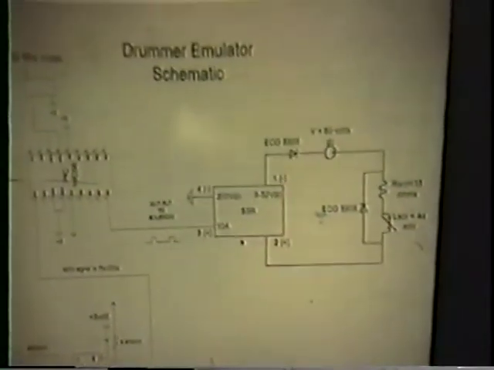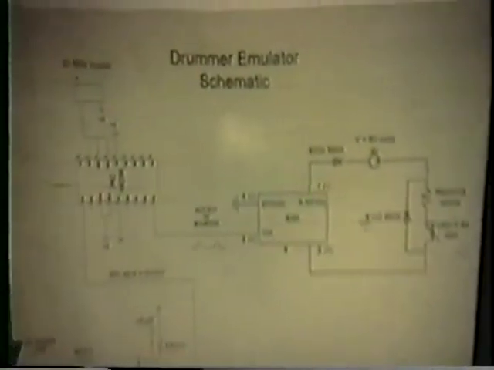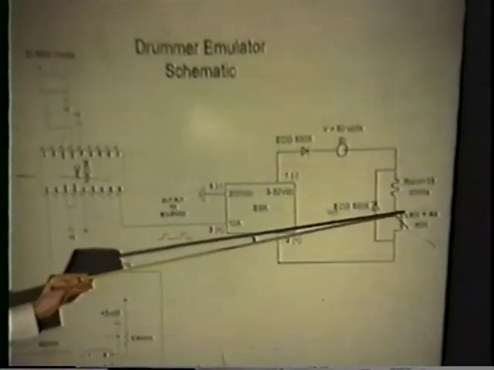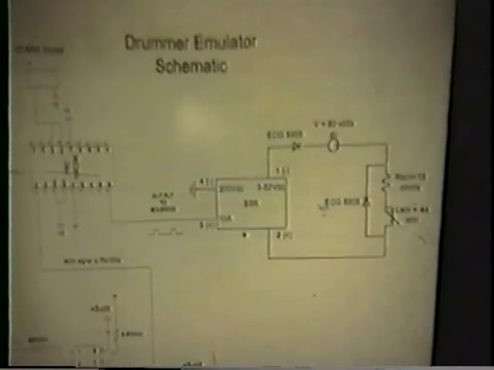Here's our DC source and our 2 diodes. That's our snubber circuit to protect our solid-state relay from any counter EMF that may occur from the inductive load.